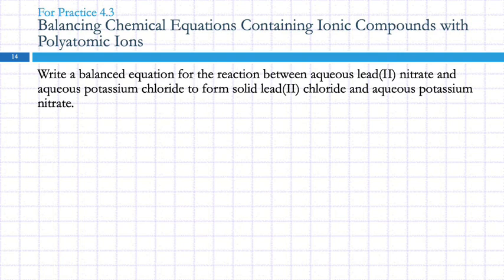Okay, here's another one. This is one where we have ionic compounds with polyatomic ions. Write a balanced chemical equation for the reaction between aqueous lead(II) nitrate, so that's one thing, and aqueous potassium chloride to form solid lead(II) chloride, and aqueous potassium nitrate.